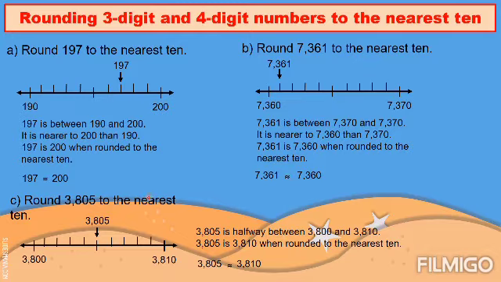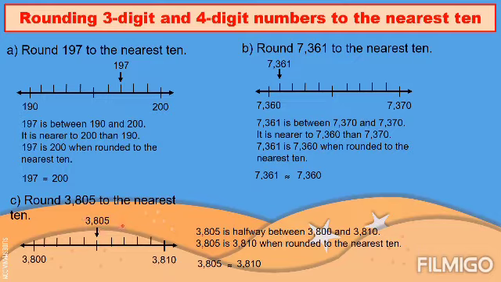So we have here the third problem, class. Round 3,805 to the nearest 10. So we have a number line. So we have here 3,805 is halfway between 3,800 and 3,810. So therefore, class, 3,805 is approximately 3,810.